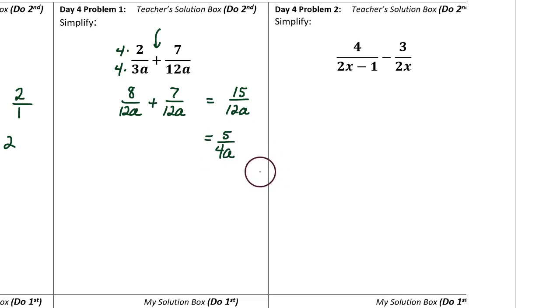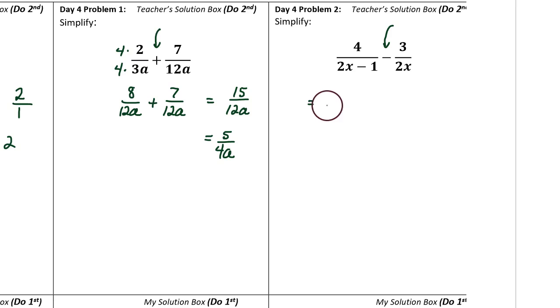Day 4, problem 2. Let's simplify this subtraction of fractions problem. Like adding, when you subtract fractions, you must have the same denominator. Right now, we don't have the same denominator, so we need to use our concept of LCM to find the lowest common denominator. From studying LCMs earlier this year, we know that we can create a least common multiple by using the factors from our first number and the factors from the second number.